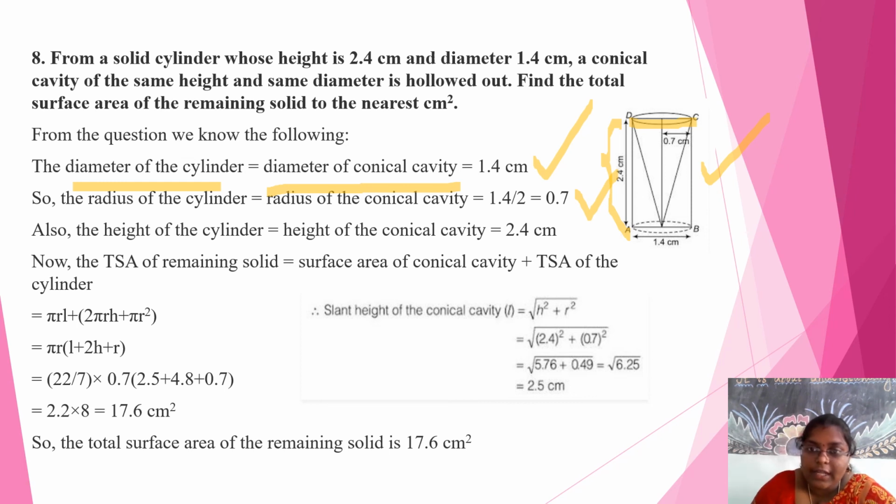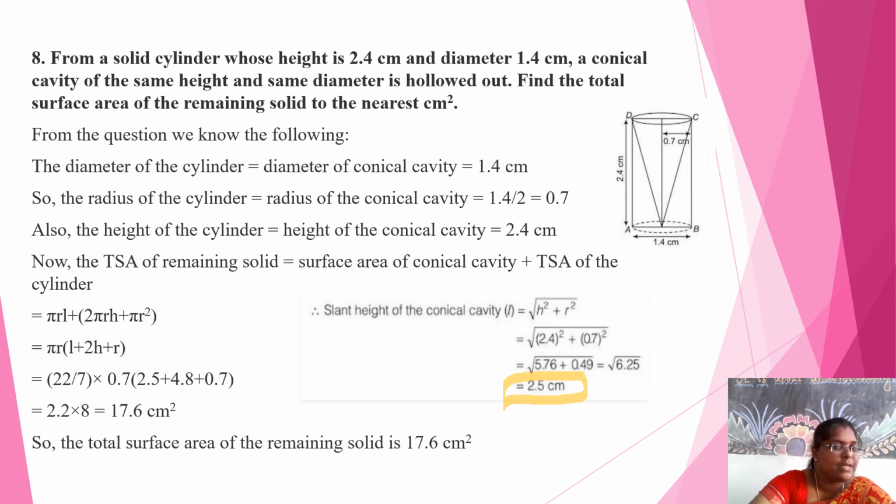Whenever we are talking about a cone, we definitely need the slant height, L. So how will we find the slant height? You know the formula, square root of h square plus r square. We know the value of h, which is 2.4 square plus r, which is 0.7 square. While simplifying, we are getting 2.5 centimeter, which is the slant height, L. Now we are going to substitute in the formula, right?